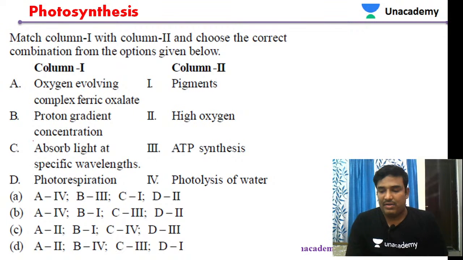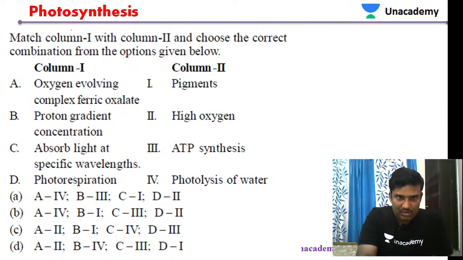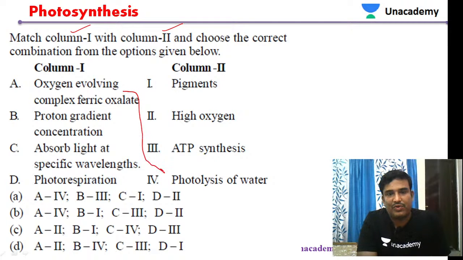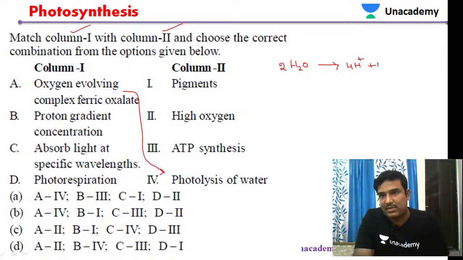Now let us see another question. Match column 1 with column 2. If we see the oxygen evolving complex, it is also called the photolysis of water. What happens here is H2O is converted: two molecules of H2O produce 4 protons plus 4 electrons plus O2. So there is liberation of oxygen. This is called the oxygen evolving complex or photolysis of water.